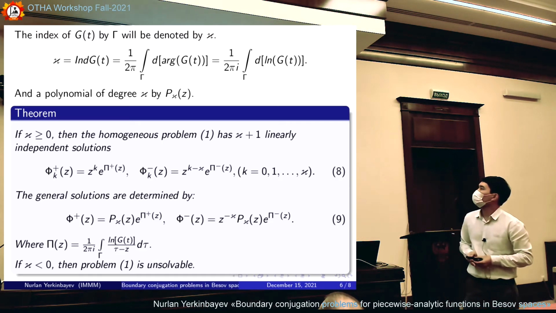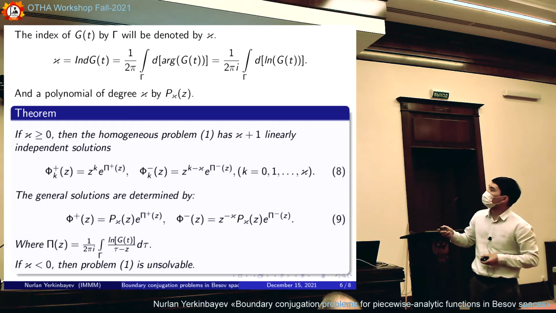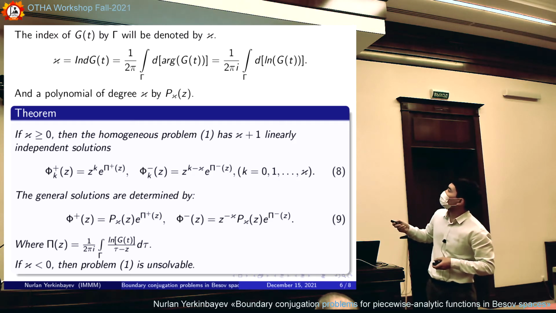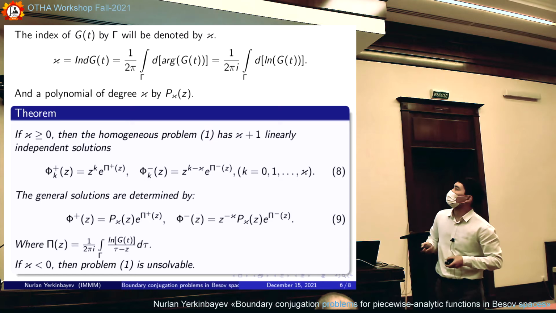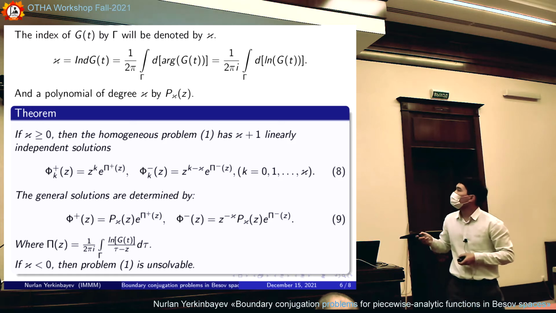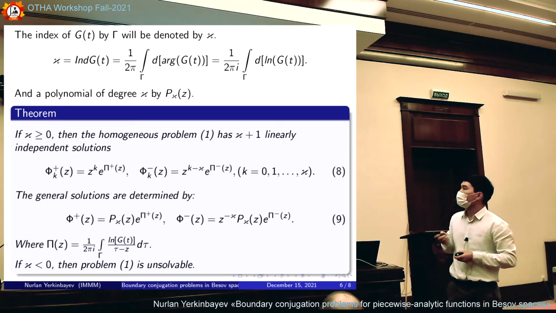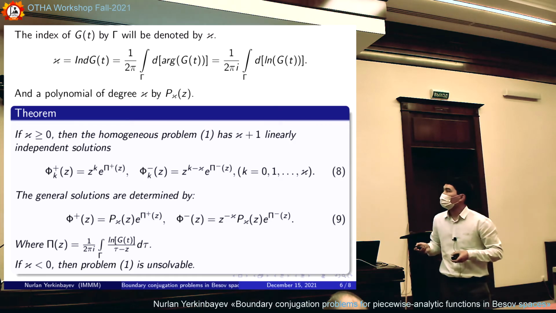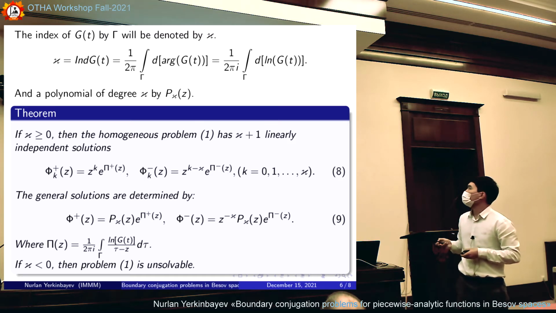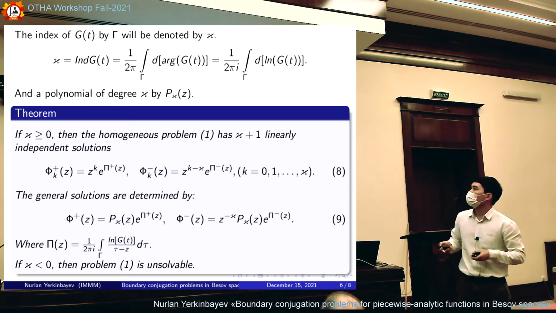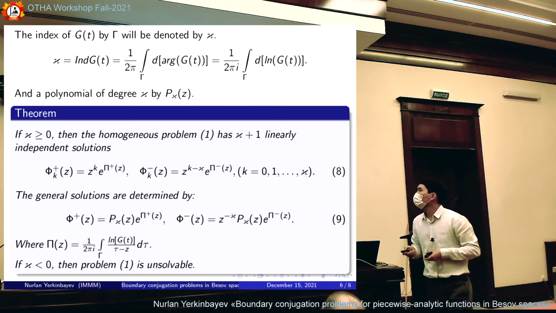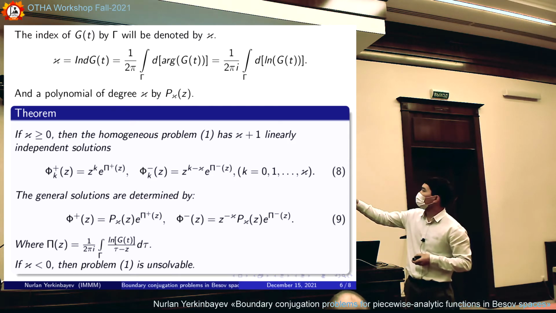Then theorem. First, there is G, here kappa is the index of the function, and p kappa is a polynomial of degree kappa. Then theorem, if kappa is non-negative, then the homogeneous problem has kappa plus 1 linearly independent solutions, and they are defined by these formulas.